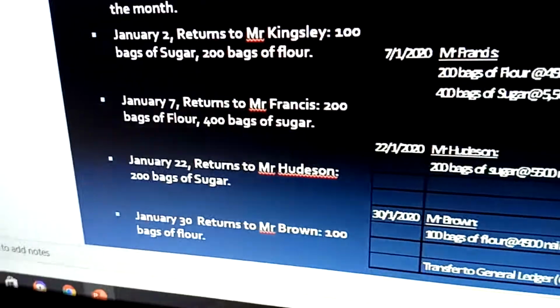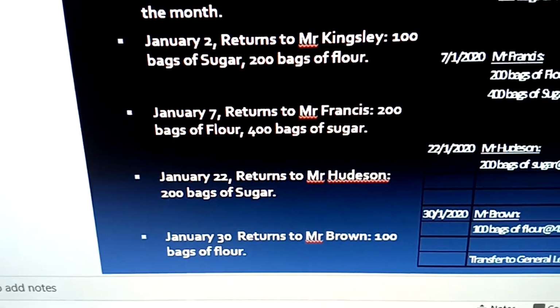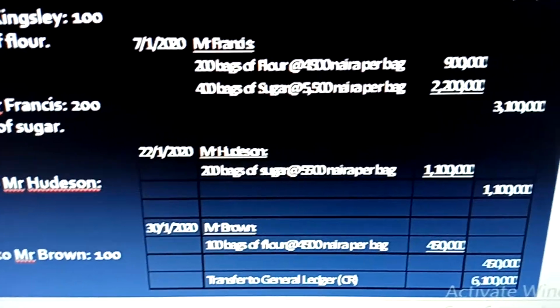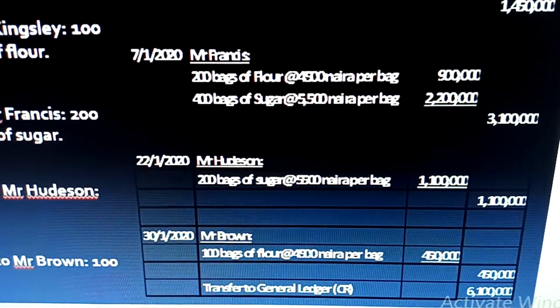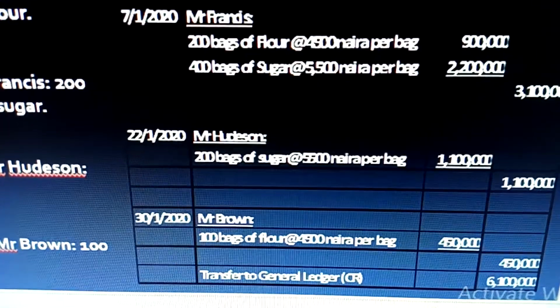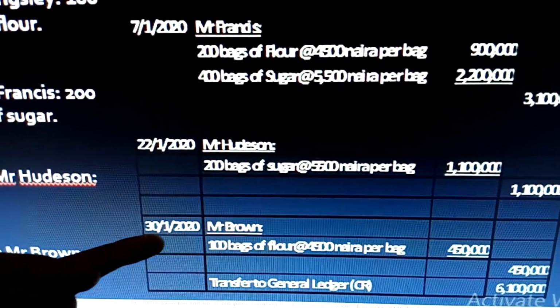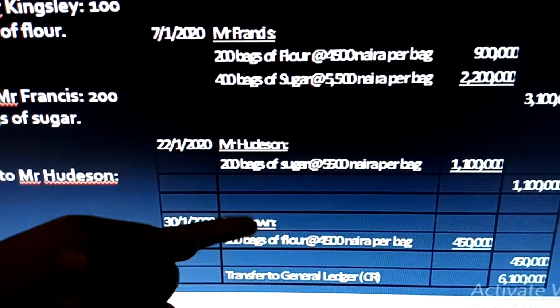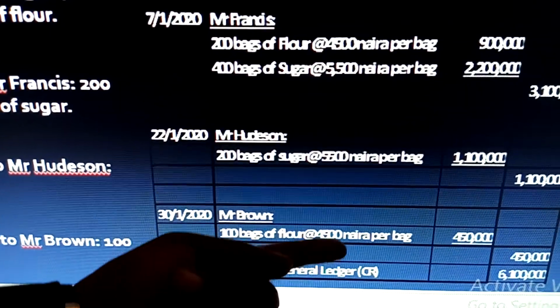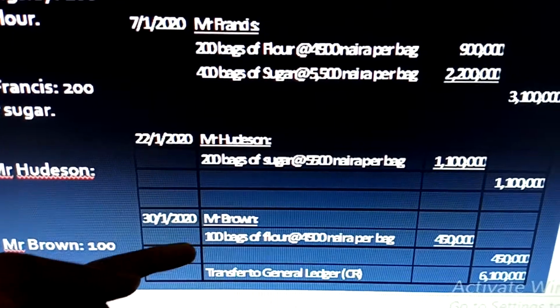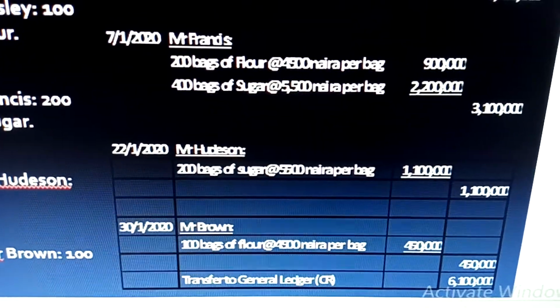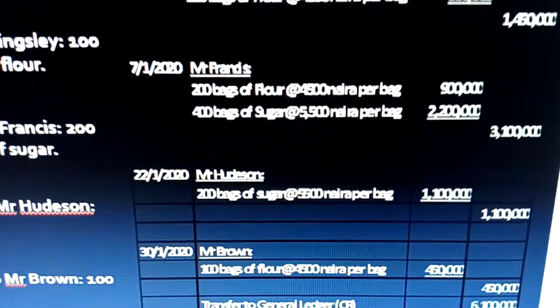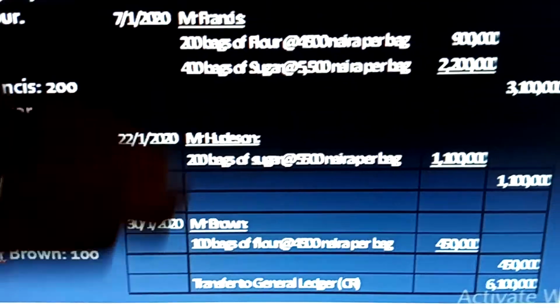On the 30th, he returned to Mr. Brown 100 bags of flour. Recall that we bought the bags of flour at 4,500 naira per bag from Mr. Brown. And if we're returning 100, it will be 30th of January 2020, return to who? Mr. Brown. 100 bags of flour at 4,500 naira per bag. You multiply 100 by 4,500, you have 450,000.